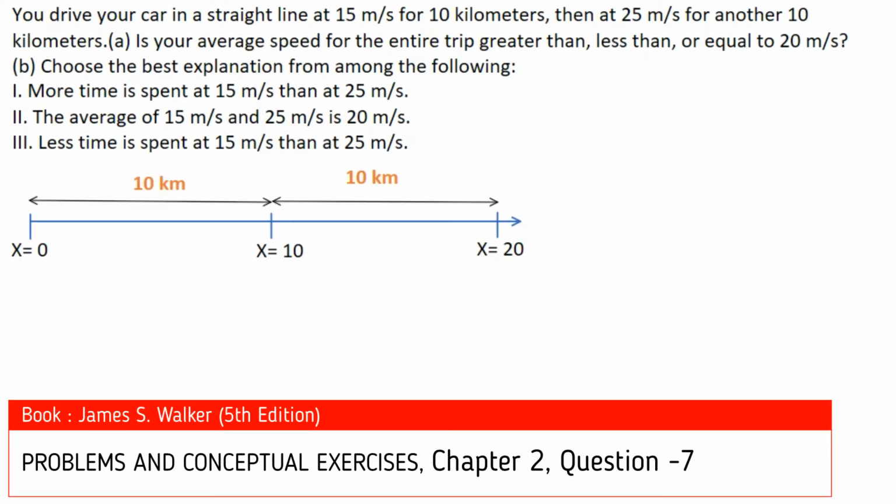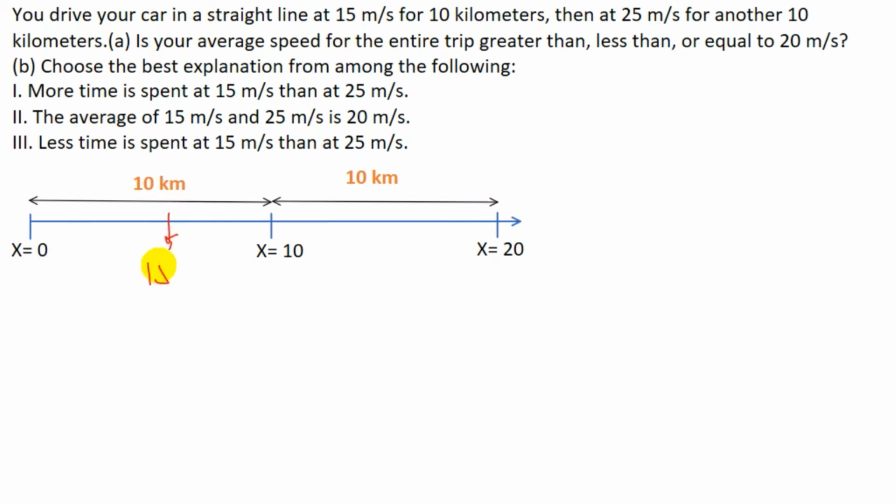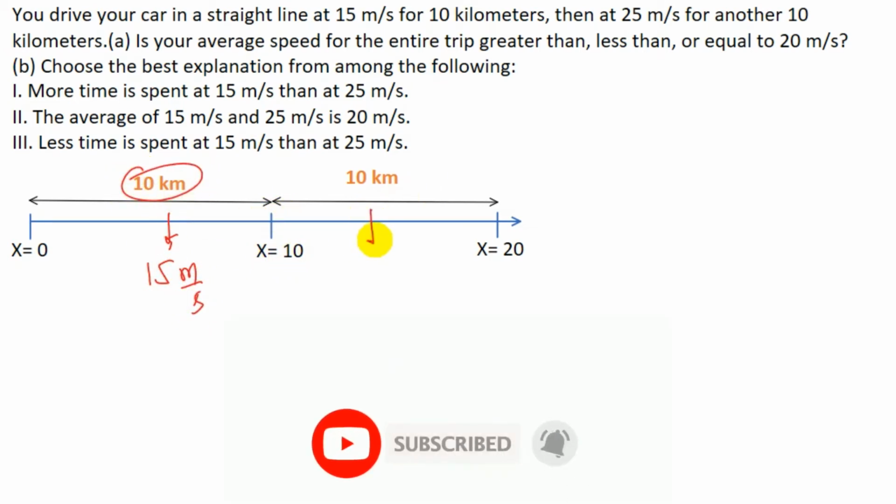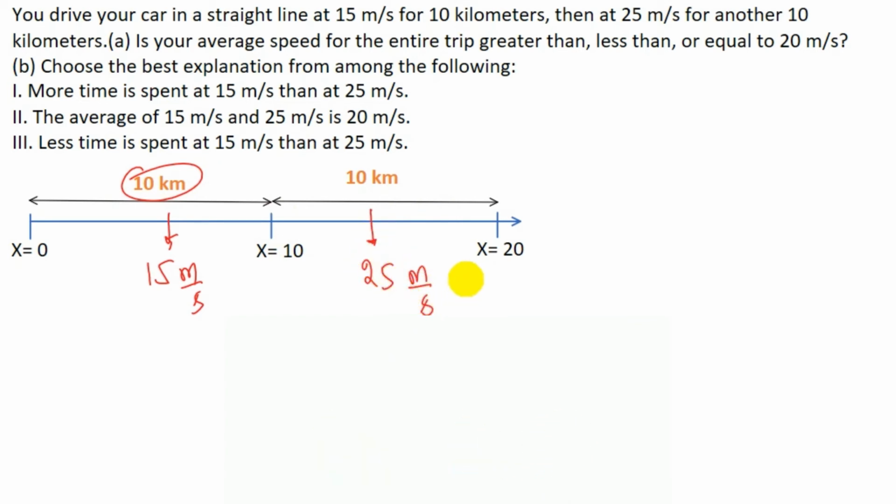Now here in this question we are given that you drive your car in a straight line at 15 meter per second for the first 10 kilometers. Now next 10 kilometers you travel at speed 25 meter per second. Now we have to tell, is the average speed for the entire trip greater than, less than, or equal to 20 meters per second, and we have to choose which of the following is the best option.